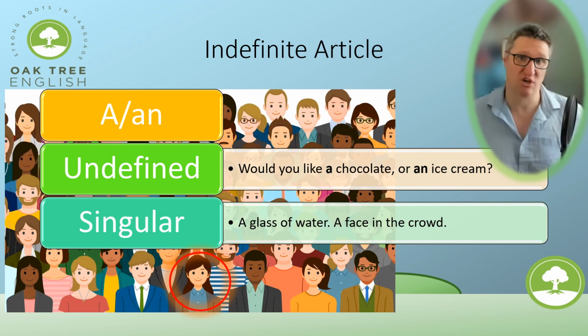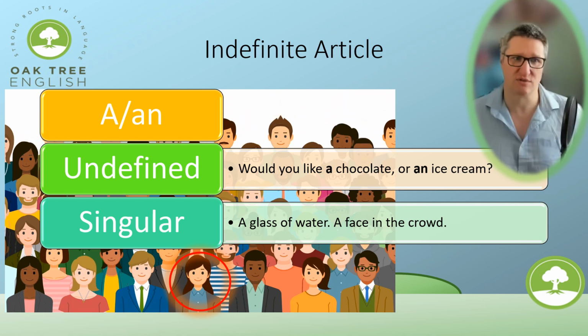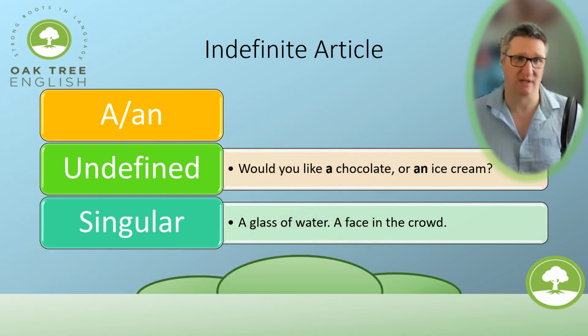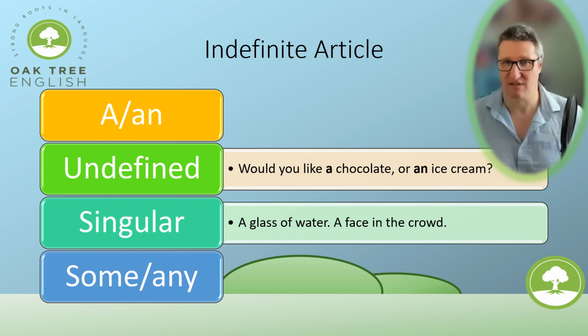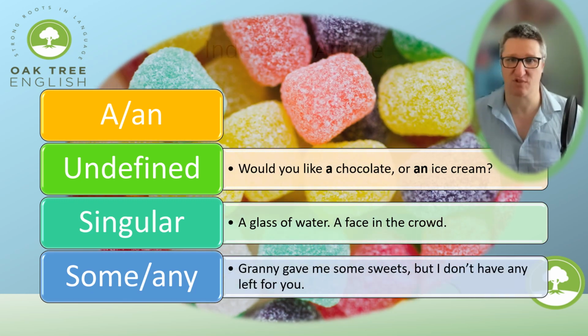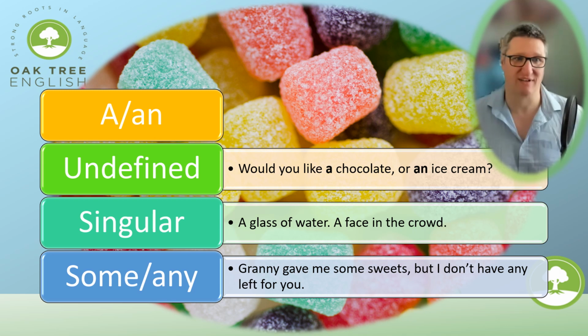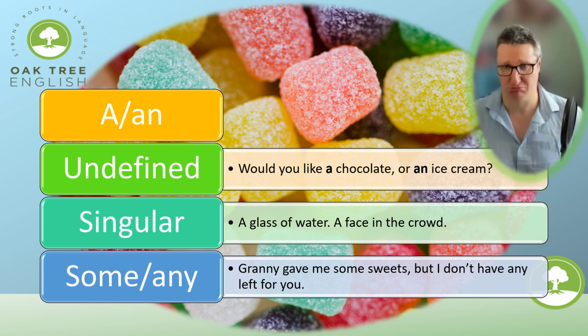If you want to determine plurals, you have to use some, or in questions and negatives, any. Such as, Granny gave me some sweets, but I haven't left any for you. This is what my daughter would say to me, which is very sad. Granny gave me some sweets, but I don't have any left for you. I haven't left any for you. Notice the negative there.